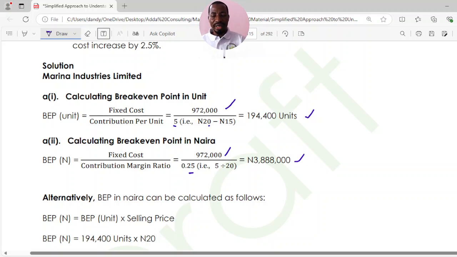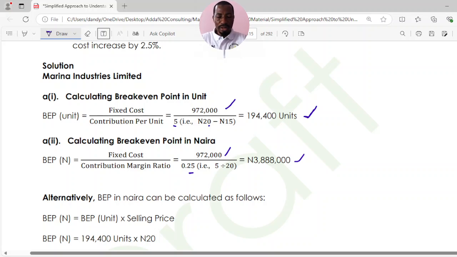So what is the implication of this? What this simply means is that for the A part, the company must produce 194,400 units in order to break even. Any units below 194,400, the company will make a loss. Any units above 194,400, the company will make a profit.